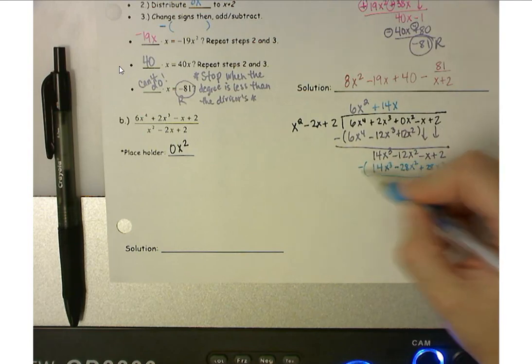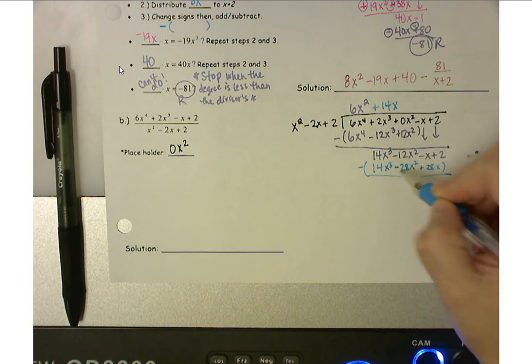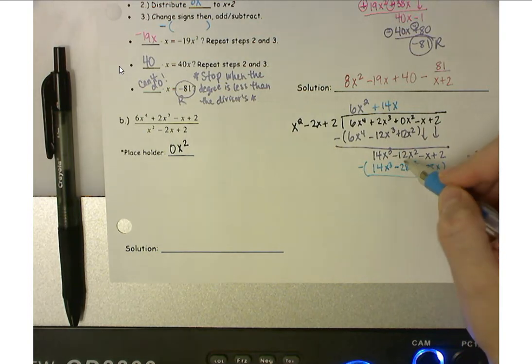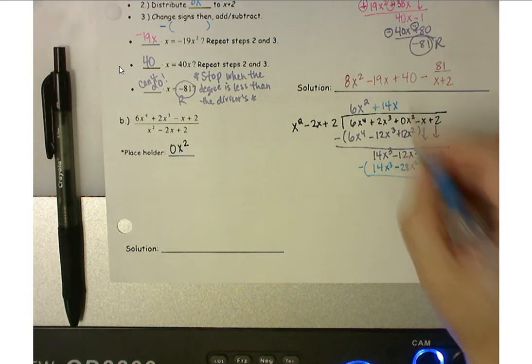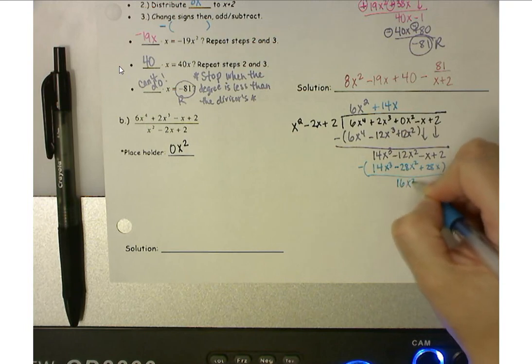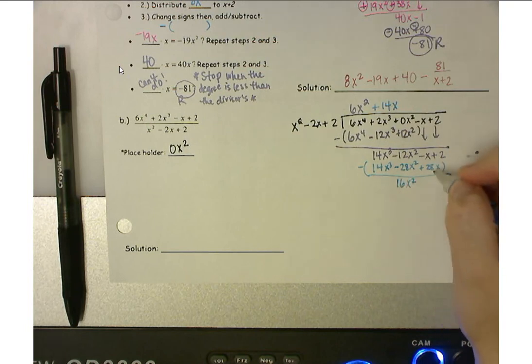Negative 12 minus a negative is really plus, so you're doing 28 minus 12, which is going to give you 16x squared, and then negative x minus 28 is negative 29x, and then you're just going to drop the 2.